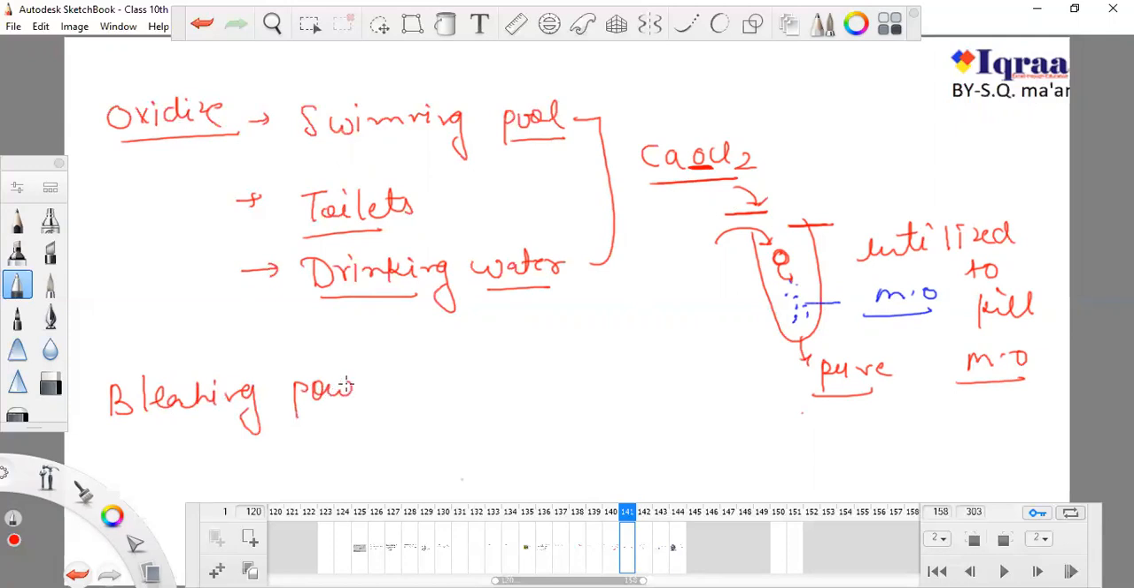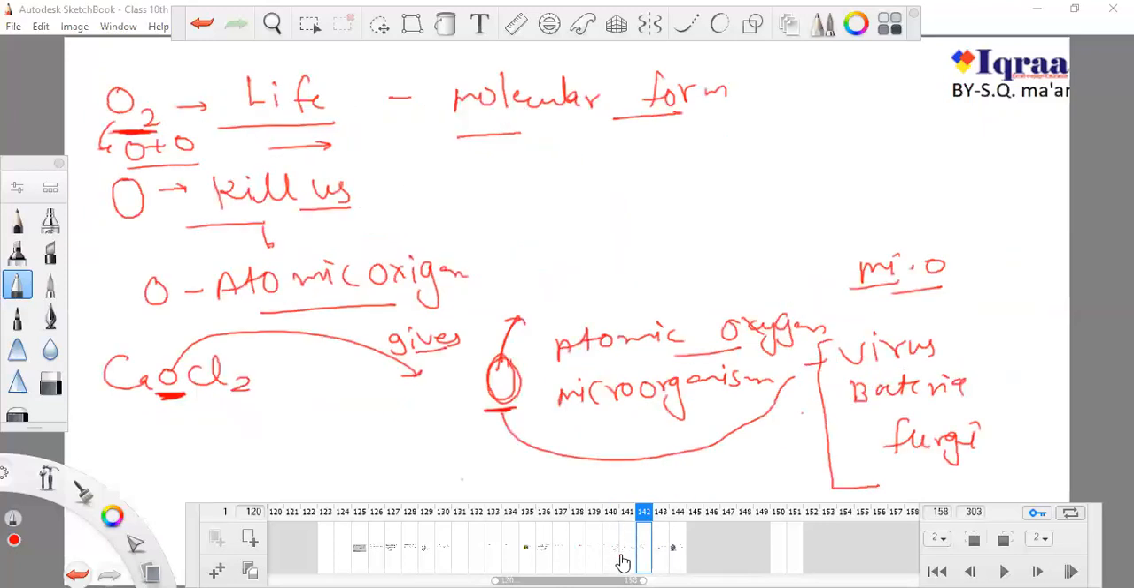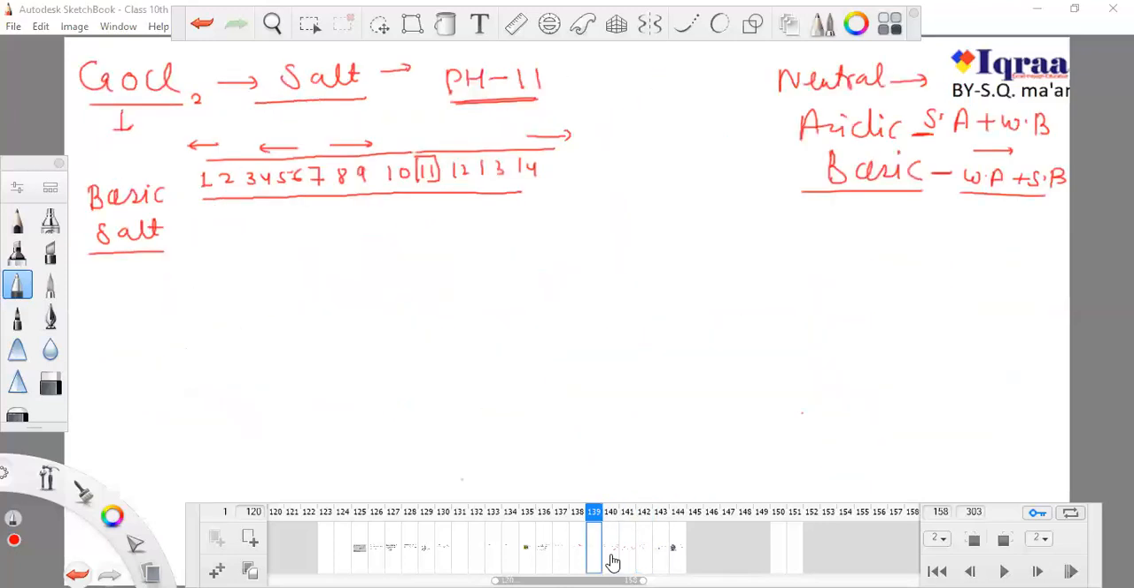So this is how we can use our bleaching powder, because it is an oxidizing agent. Bleaching powder is an oxidizing agent. It can give oxygen to anything. It can give oxygen which is lethal, toxic, and life taking, because it is a single atom of oxygen. So this is the reaction.